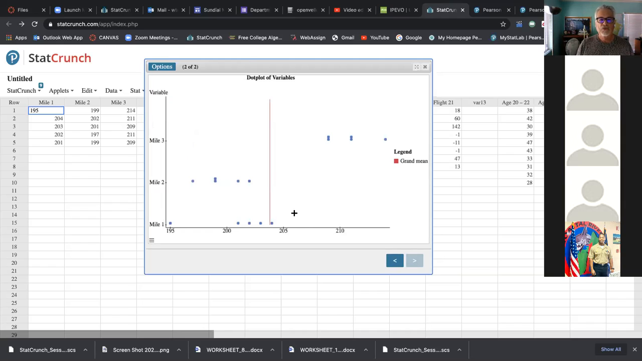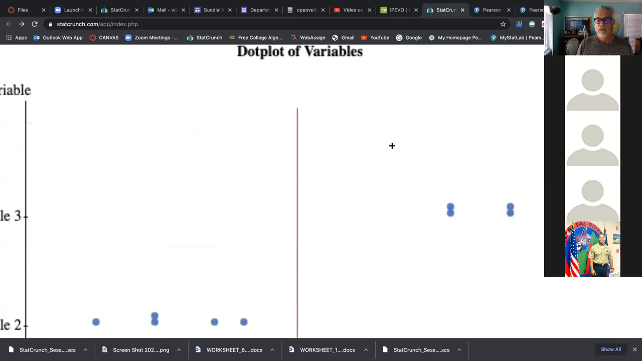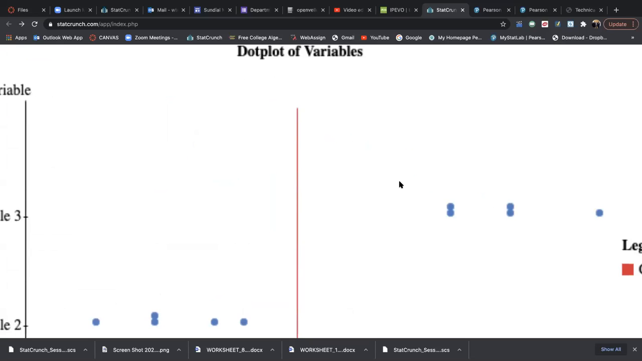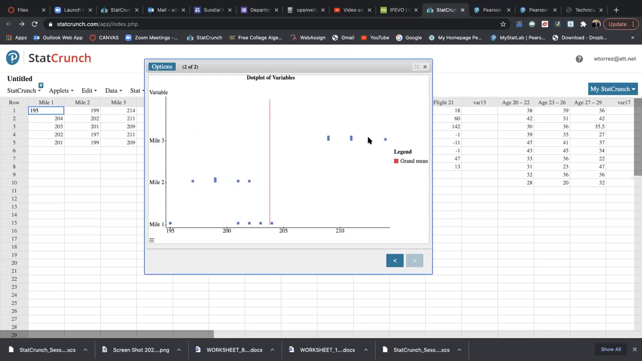And here's what we see. We see that mile 3 here, okay, here's mile 3. And you can see that it's not too spread out, is it? Okay. Neither are the other 2 miles. There's one little outlier here in mile 1. Okay. But in mile 3, we definitely see a shift out here.